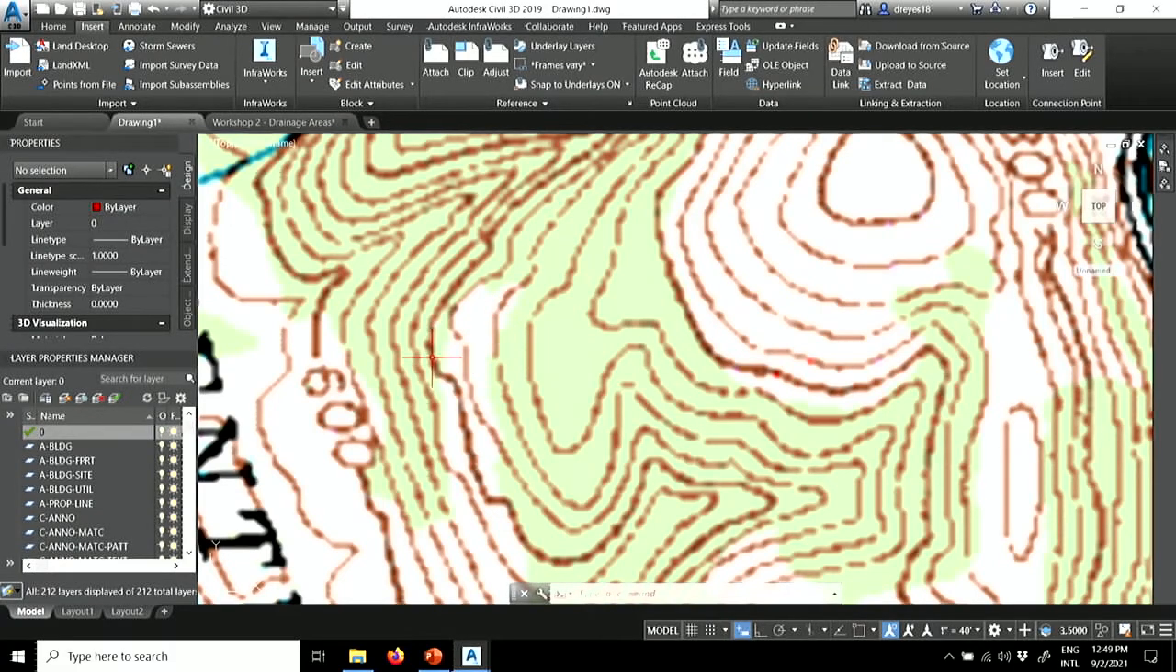So let me zoom in a little bit and let's focus on this contour line. Remember, this is the 700 line, this is the 800 line. What elevation would you say this contour has? 760. Say that again? 760. Does everybody agree with that? Yeah. Okay, good. If I move one step to the right, what elevation does this contour have? 780. And one step to the left? 740. Okay, good.